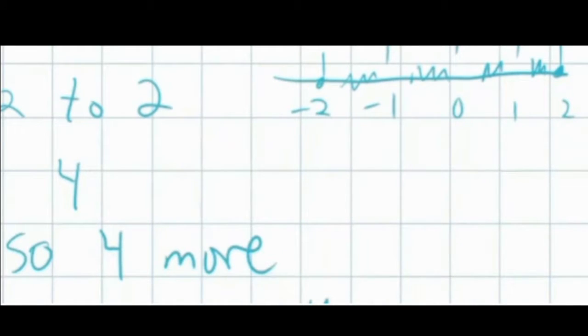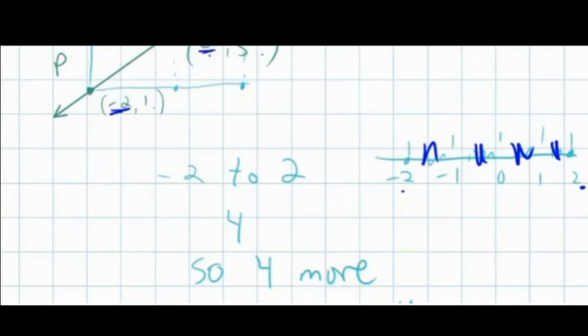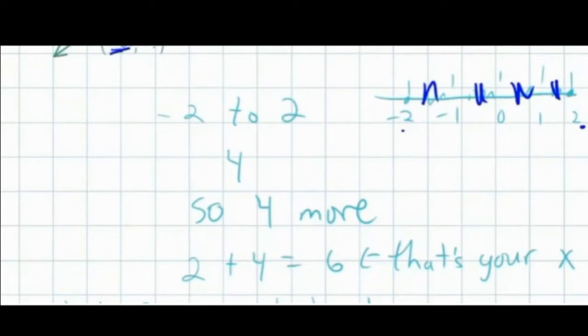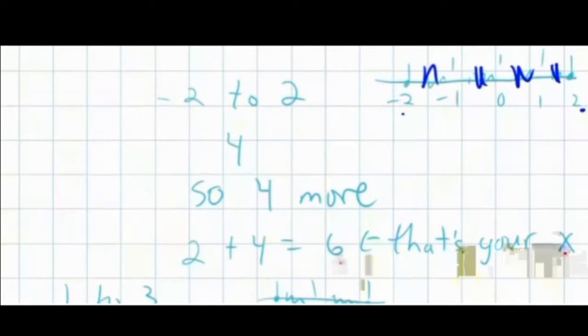So from -2 to 2, how many spaces did we pass? 1, 2, 3, 4. So 4 more will get us to the next point, since that's the midpoint. So 4 more onto 2. 2 plus 4 is 6, so that's your x.